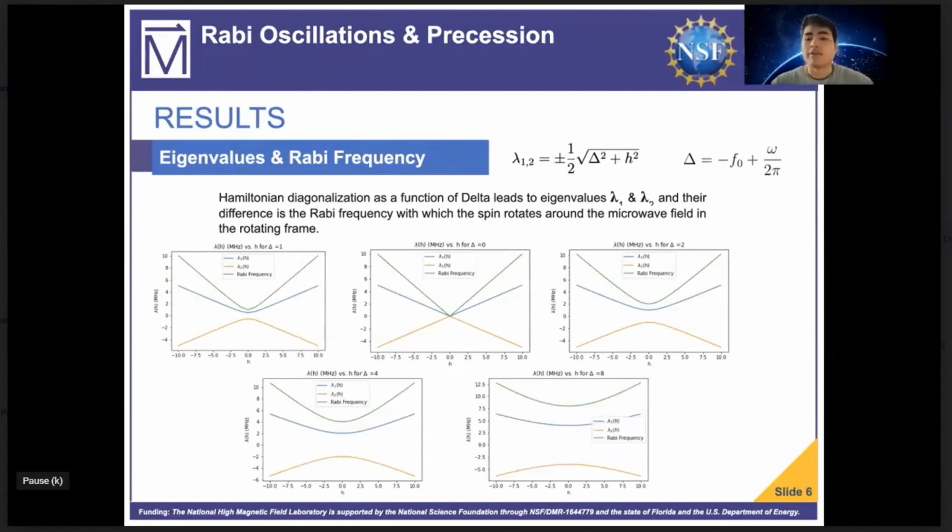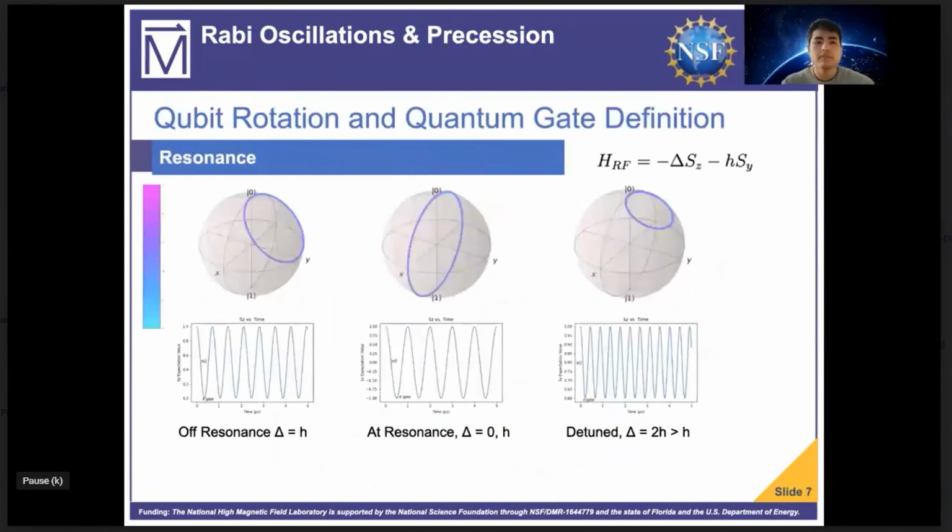Now, further, if we take the two eigenvalues and take the difference between them, we get the Rabi frequency, which is the frequency at which the spin rotates in the microwave field in the rotating frame. This is important because of quantum gates. So in the figure here at resonance, one pi gate corresponds to the full rotation from here to here, to the 0 to 1 state, in half a period. Now that value, or being in that on and off state, can be tweaked by resonance values. And that's important because we can really fine tune what value we want after a full pi gate.